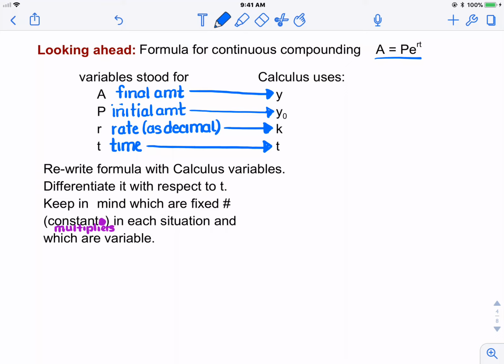So your task is to take the function you know, rewrite it with the variables that we just reviewed, then differentiate it with respect to t. Find the rate of change of that final amount as time goes on. Keep in mind which numbers are fixed constant multipliers in a situation and which ones are actually variable. If they're asking you to do this with respect to t, t is your variable. So pause the video, come back when you're ready.